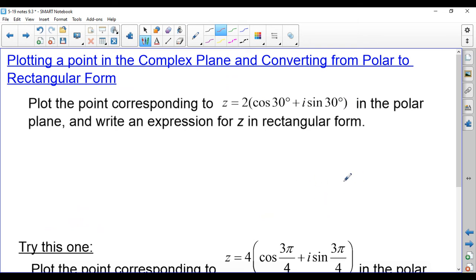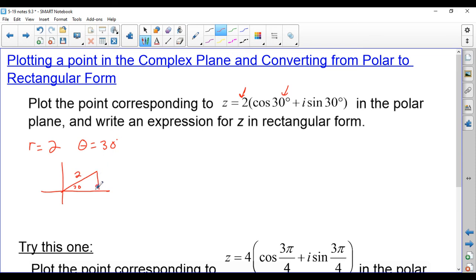We can also go in the opposite direction and plot the point when we're given polar form and change it to rectangular form. In this example, we're given the polar form of the number, which is 2 times cosine 30 plus i sine 30. So from this formula, we know that the r is 2, this number here, and that the theta is 30 degrees. So I'm going to draw a 30-degree angle with a radius of 2.